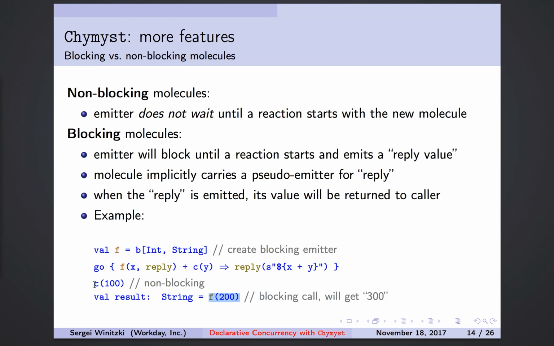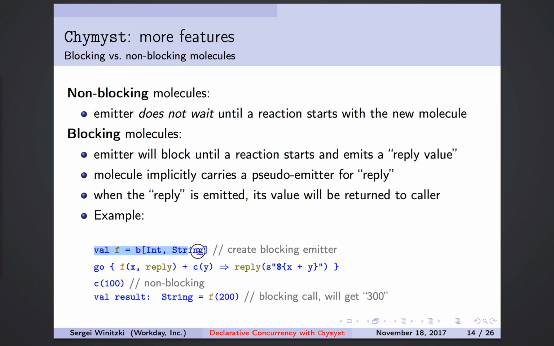Now, in this example, we first emit the C molecule and then we call this. So when we call this emitter, when we emit the molecule F into the soup, the C molecule is already there, so the reaction can start. And the reaction body says to call the reply with this value. Now, the reply is this implicit emitter, this magical emitter that you did not declare. You see, you only declared this B and the type of this emitter. You did not actually declare the emitter reply, but it is available in this pattern matching.